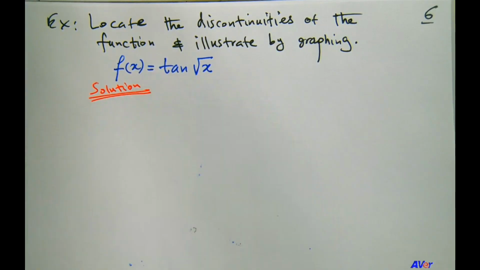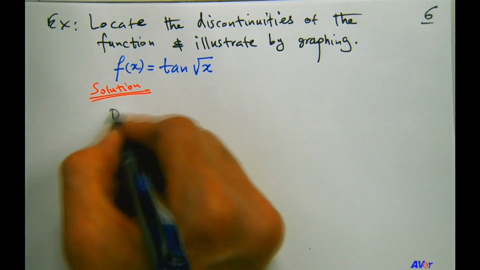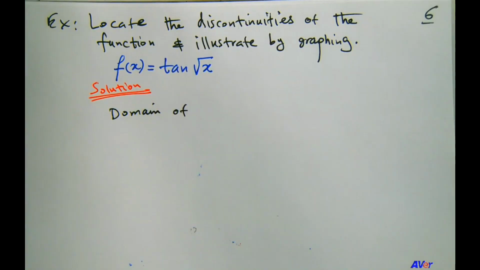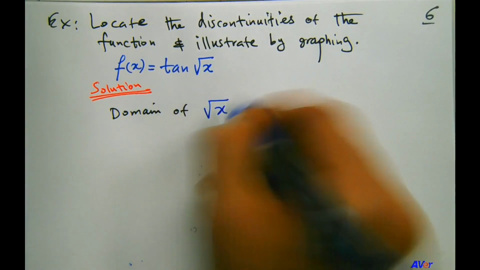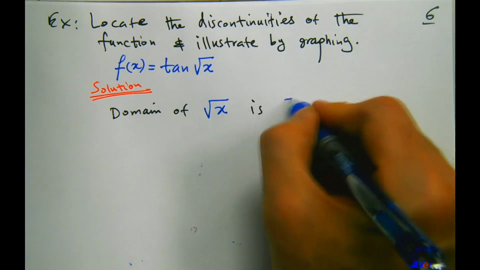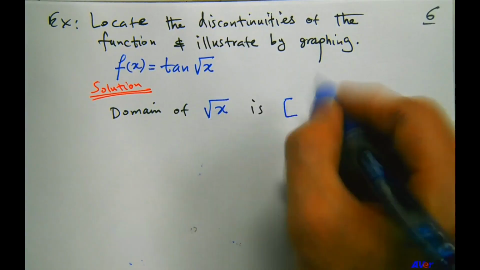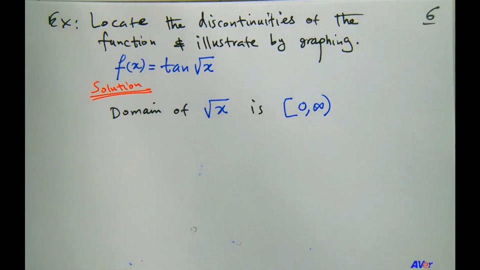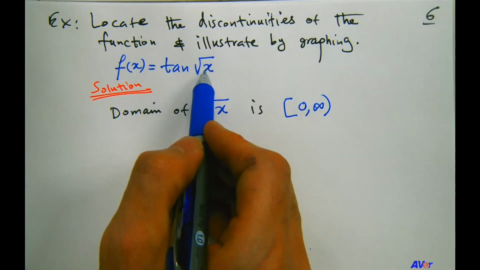So here's the solution. The domain of square root of x is anything positive, right? So bracket 0 comma positive infinity parenthesis. That's the domain of that piece.